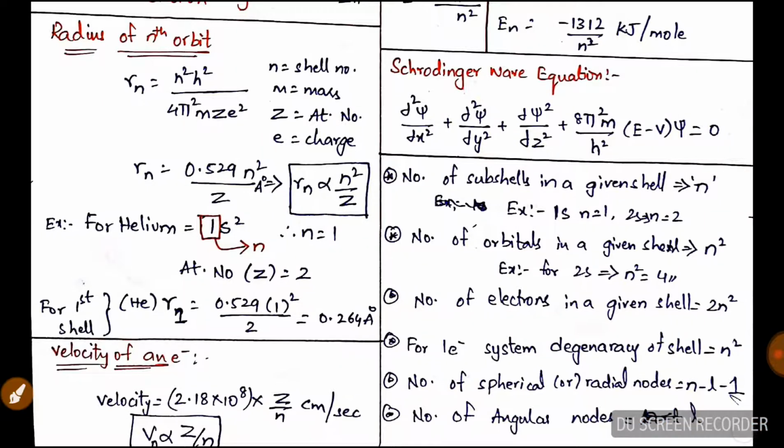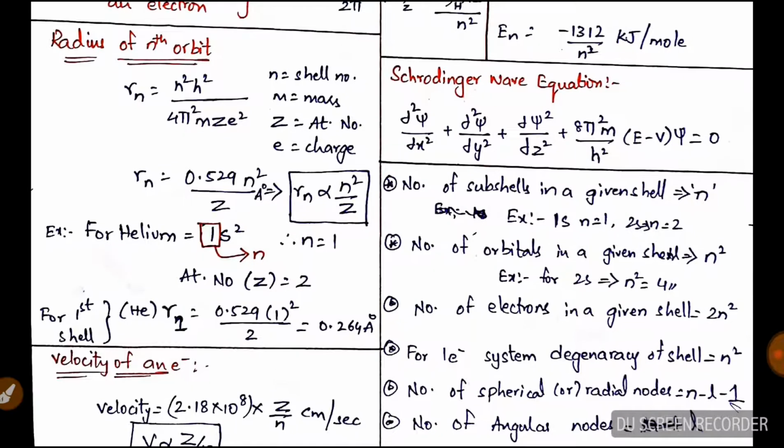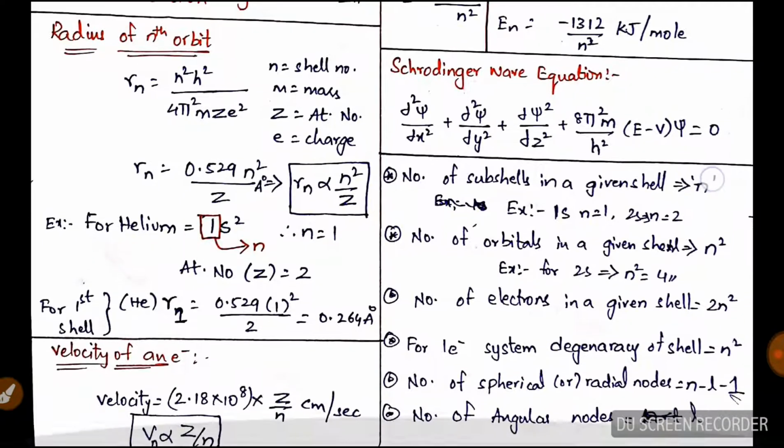And then there are these important numbers, that is number of shells. Subshells in a given shell is equal to n. Okay, and then for 1s n value is 1. So for 2s n value is equal to 2. So the number of subshells in 1s is 1 and in 2s is 2. So that is how you could just solve it.